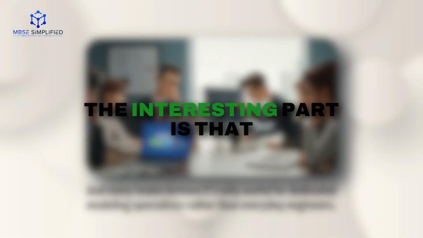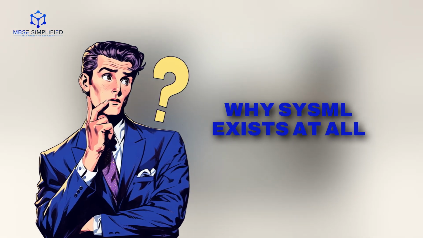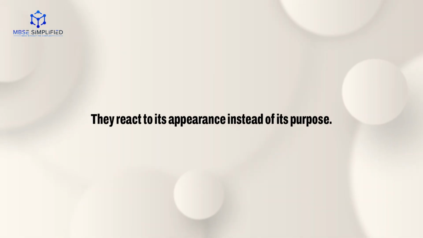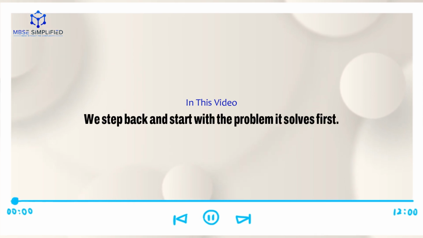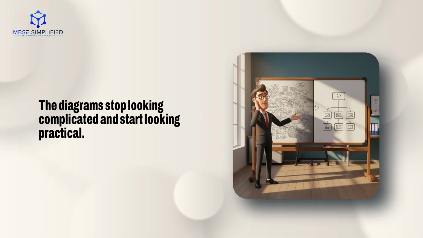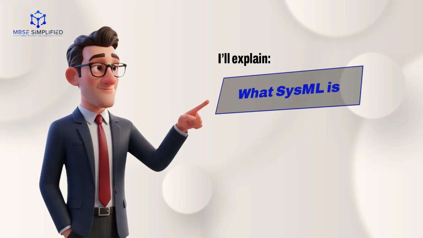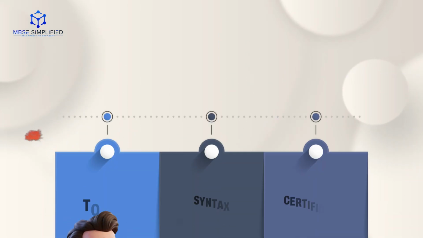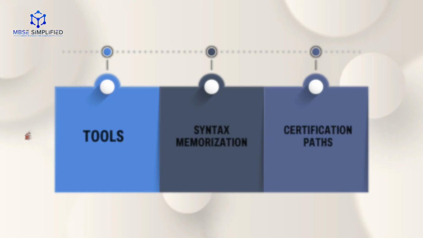The interesting part is that most people form those opinions before understanding why systems modeling language exists at all. They react to its appearance instead of its purpose. So in this video, we step back and start with the problem it solves first. Because once the purpose is clear, the diagrams stop looking complicated and start looking practical. I'll explain what systems modeling language is, which parts matter early, and how to approach it without overwhelm. We won't focus on tools, syntax memorization, or certification paths.